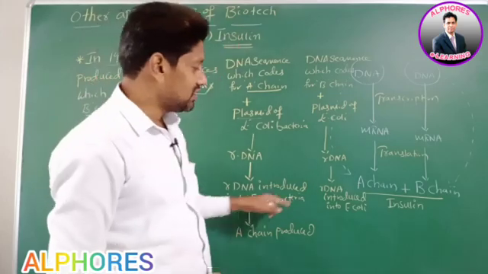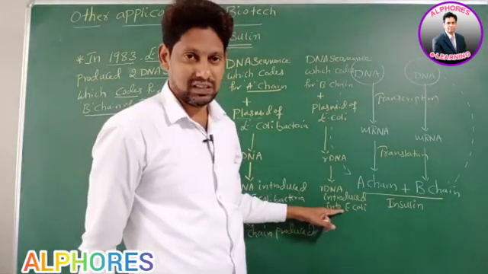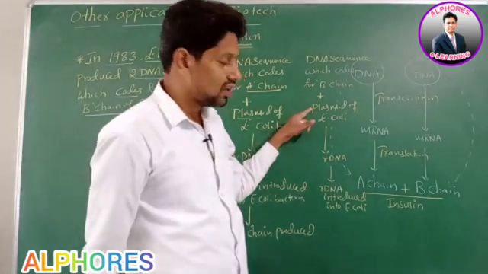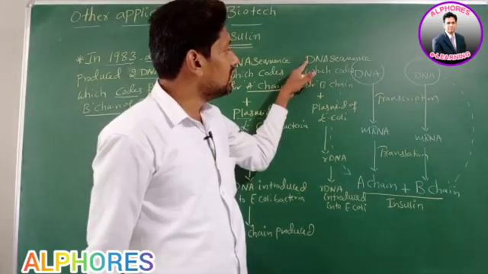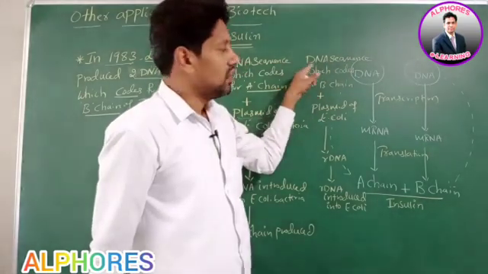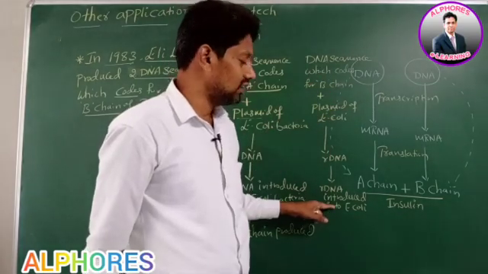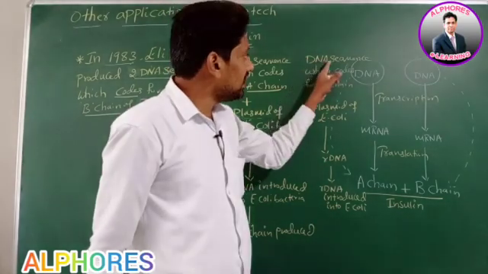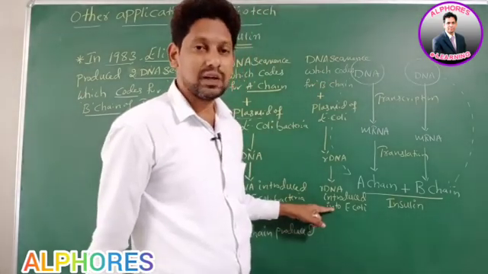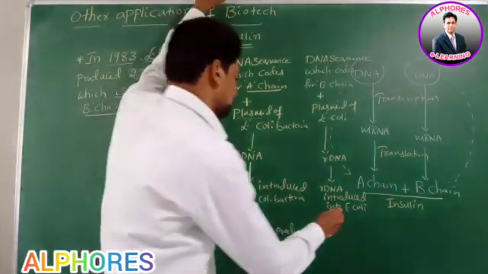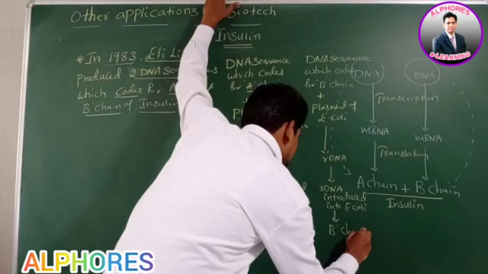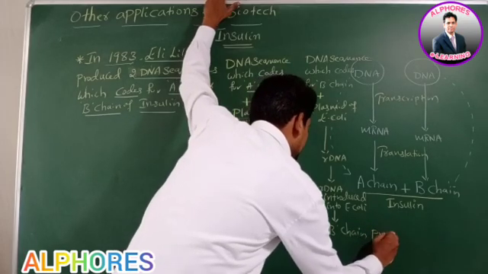Now you tell me, where is this rDNA? Inside E. coli bacteria. rDNA means what, sir? Vector plus desired gene. What is the vector? Plasmid. What is the desired gene? DNA sequence which codes for B chain. It means now the DNA sequence which codes for B chain is in E. coli bacteria. If it is expressed in E. coli bacteria, then what does it produce? B chain. Therefore, which chain is produced? B chain.